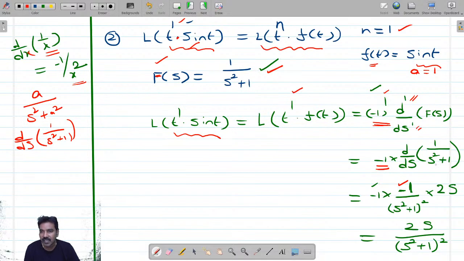Another minus comes. Take this s square plus 1 as s. What is the derivative of 1 by s with respect to s? Minus 1 by s square. That is why s square plus 1 has to be squared, but this is not s, we have assumed it as s. So the derivative of s square plus 1 is 2s. Now it becomes 2s by s square plus 1 whole square. Is it clear, Hare Krishna?